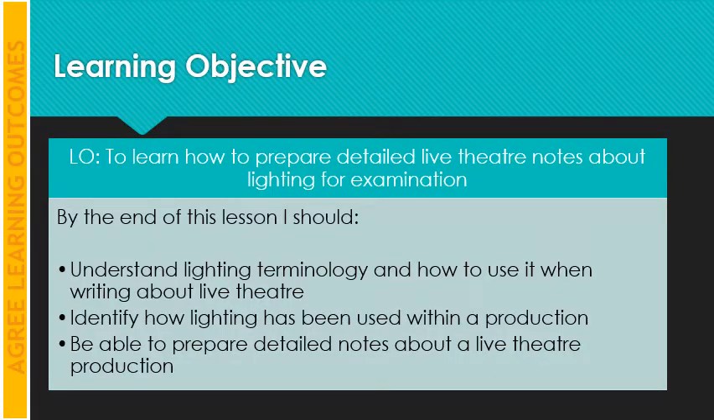So the learning objective today then is very similar to the learning objective that we had last time, which is to learn how to prepare detailed live theatre notes about lighting for an examination. By the end of this lesson, I should understand lighting terminology and how to use it when writing about live theatre, identify how lighting has been used within a production, and be able to prepare detailed notes about a live theatre production.